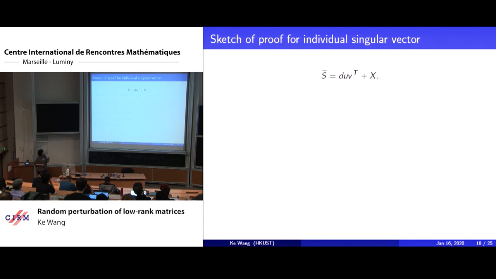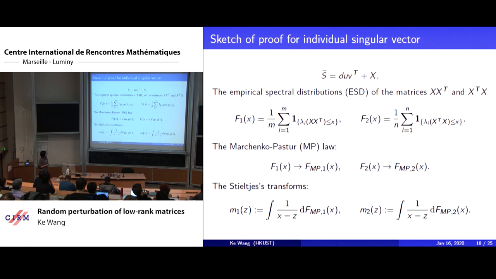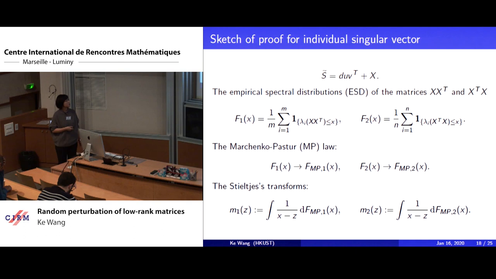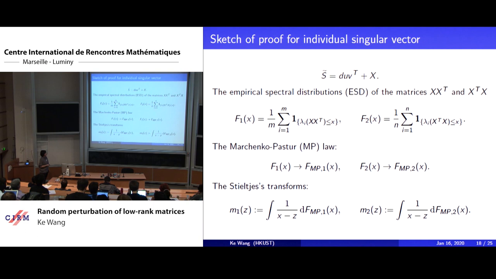So let me introduce some main ideas in the proof. We still consider the rank one deformation case. Some preparation for later usage: it's known that the empirical spectral distributions of X times X transpose and X transpose times X converge to the well-known Marchenko-Pastur distributions, denoted by F_MP1 and F_MP2. With these two distributions, you can consider the Stieltjes transforms M1 of z and M2 of z, defined for z in the upper half plane. So you get two complex deterministic functions, M1 and M2.